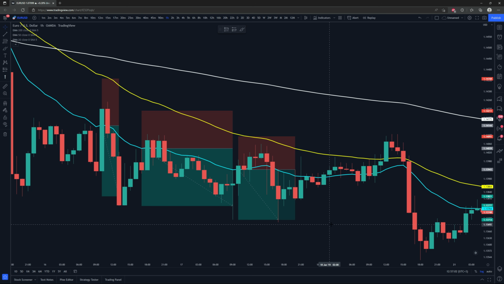All right, so let's now get into the 100 tests and see how this thing performs over a series of 100 trades. I'm on euro against the US dollar, 1 hour time frame. So let's see how it does.